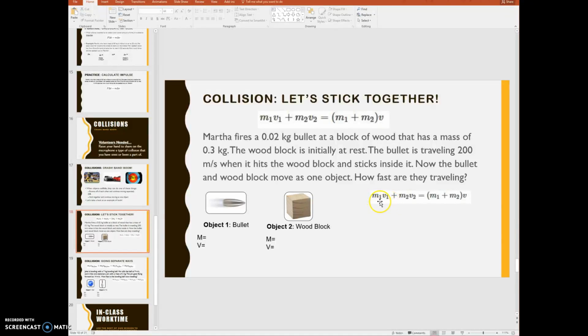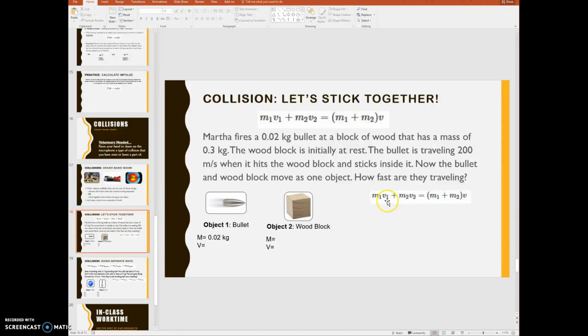So again, m1, v1 is the information for the momentum of object 1. What I did is I made pictures to help us organize what object 1 is and what object 2 is. For this example, I said object 1 is the bullet. So I need to start finding this information. The mass of object 1, the mass of the bullet, is 0.02 kilograms. I see that in my story.